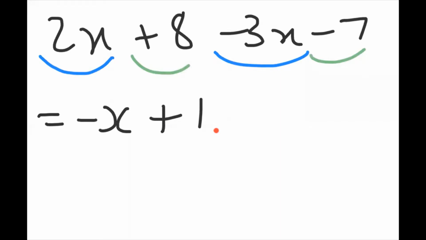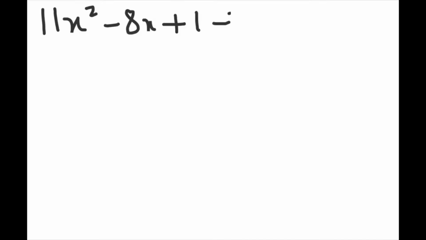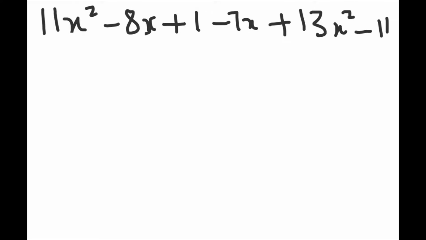Now let's do a much bigger one. I'm going to write smaller. 11x squared minus 8x plus 1 minus 7x plus 13x squared minus 11. It looks big, but break it down. I like to use different colors just to make it clearer for myself, and I'm sure it helps you as well. So let's group.